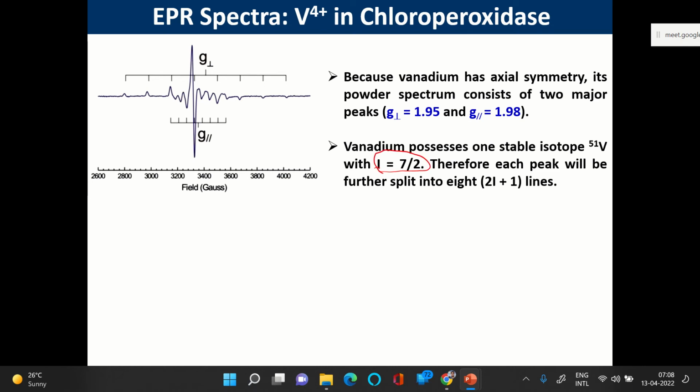You also remember that this is the interaction with the nucleus, hyperfine, and we call it hyperfine interaction. In one of the cases I also discussed the super hyperfine interactions. What was that? Interaction of the electron with the nucleus of the same atom is hyperfine interaction.